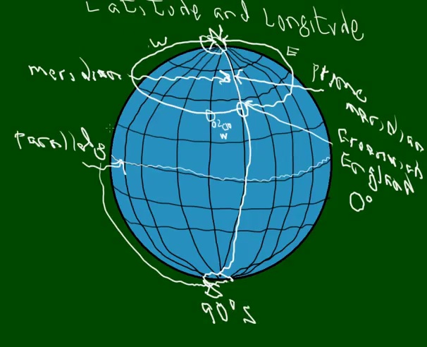And it also runs all the way up to the North Pole, where the latitude is 90 degrees north. So latitude runs from 0 to 90 degrees, either north or south, and longitude runs 0 to 180 degrees, either east or west.